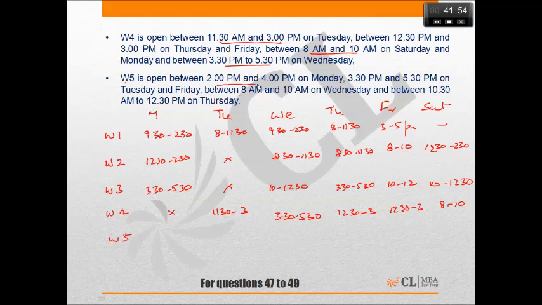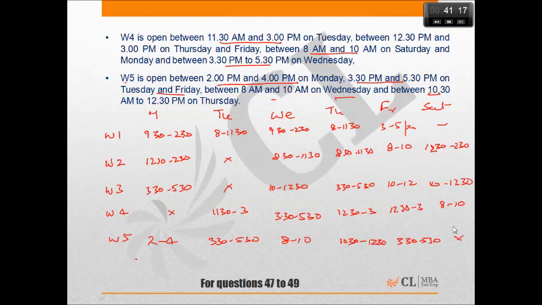W5 is 2 to 4 on Monday. The 3:30 to 5:30 was Tuesday and Friday, sorry, not Monday. 8 to 10 on Wednesday, 10:30 to 12:30 on Thursday.